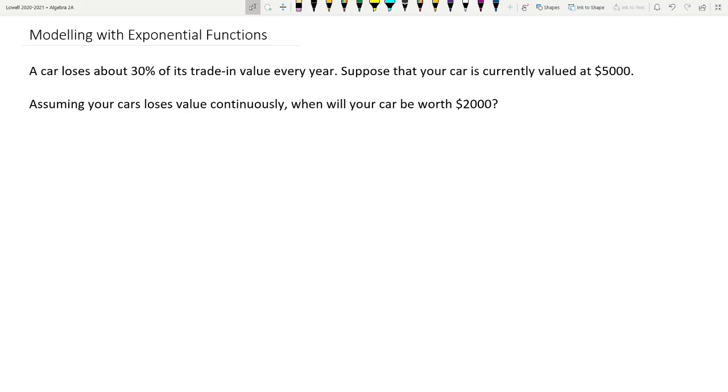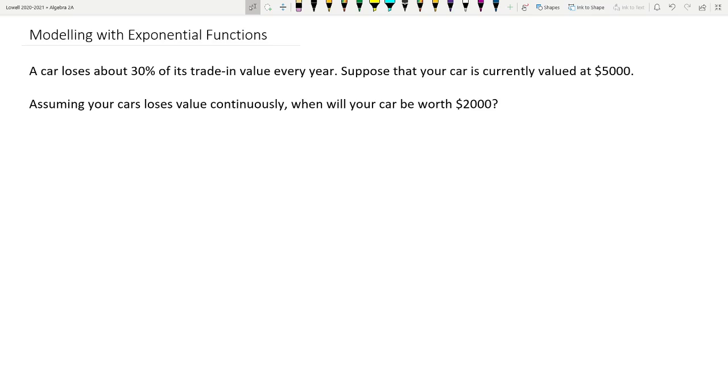Hello folks, in this video we're going to talk about how we can use an exponential function to model a situation, and then we're going to see how we can use logarithms to actually solve this problem. The problem we're looking at is that a typical car loses about 30% of its trade-in value every year. And we're just going to suppose that your car is currently valued at $5,000.